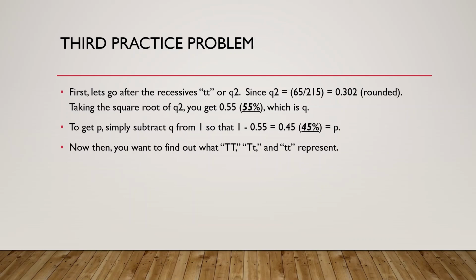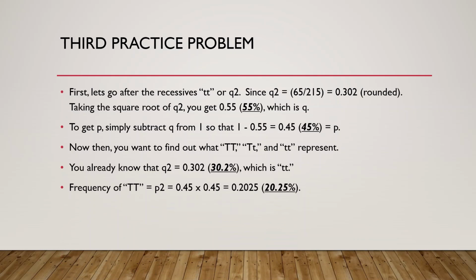Now you're able to find out homozygous dominant, heterozygous, and then they gave you lowercase t already, which is 30.2%. Frequency of capital T, we know what P is, we just gotta square it, and when we do, we get 20.25% as the frequency of being homozygous dominant. And then frequency of being heterozygous, again, we know P, we know Q, so 2 times 0.45 times 0.55 is 0.495, or 49.5%.